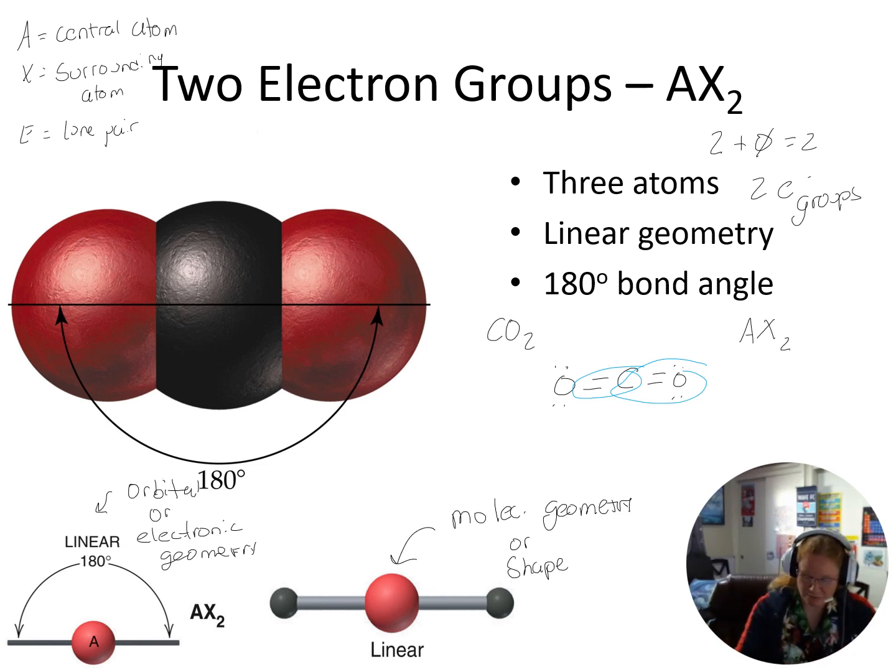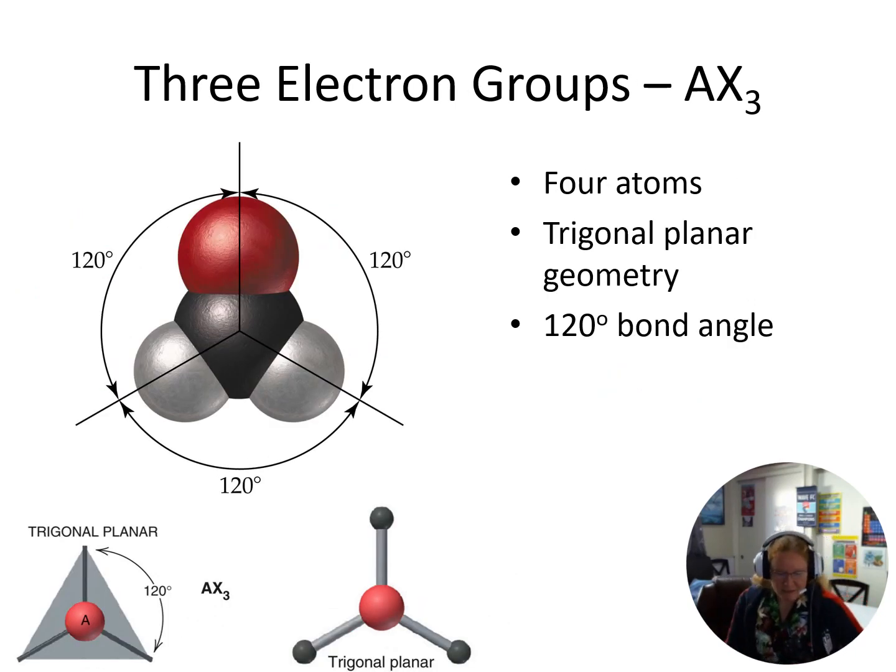So we'll move to 3 electron groups. Now our orbital geometry is trigonal planar. When everything is bonding, our molecular geometry is still trigonal planar. All right, so trigonal for 3, planar for in the plane. We have a bond angle here between atoms of 120 degrees. And so it looks like this. Trigonal planar. I can squish it in the plane. So again, orbital geometry, trigonal planar, because I have 3 total electron groups.